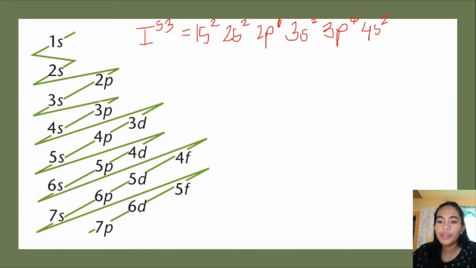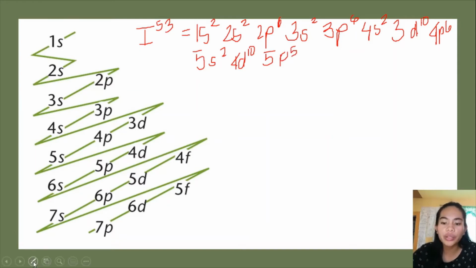4s2. After 4s2, we have 3d10. And then after 3d10, we have 4p6. And then we have 5s2. And then we have 4d10. And then after 4d10, we have 5p. And we have agreed a while back that iodine is located on 5p5.